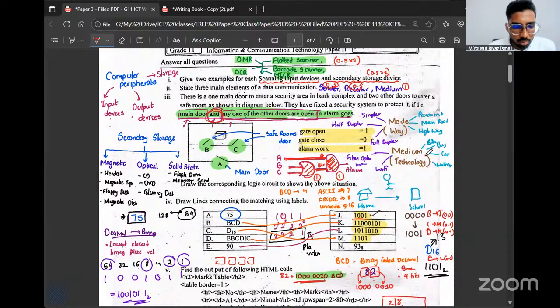So out of 8 marks, now tell me how many marks you got in total for row number 1, 2, 3, and 4.